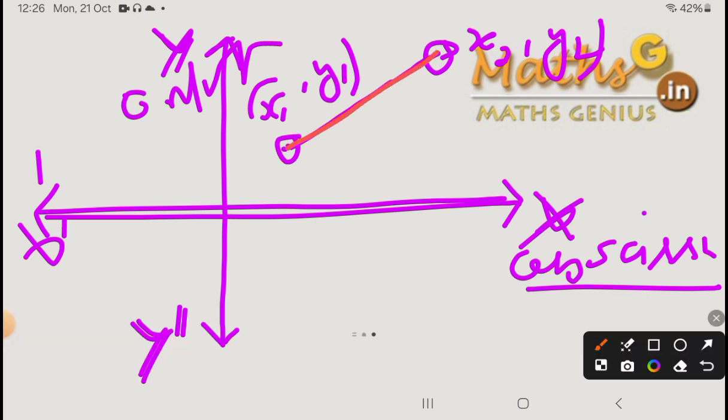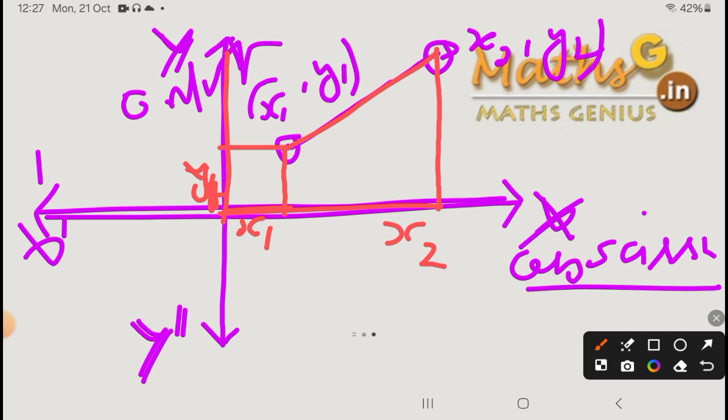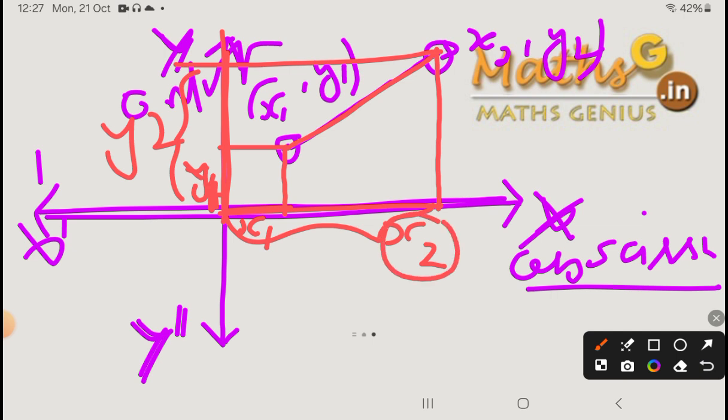So to find this distance, simply what we see is that this point is reached after traveling x1 distance on the x-axis and y1 distance in the y-axis. So this one you get. Then this point is got by traveling x2 distance on the x-axis and y2 distance on the y-axis. So this total distance is y2. This total distance is x2.